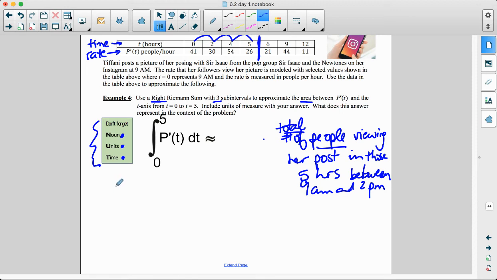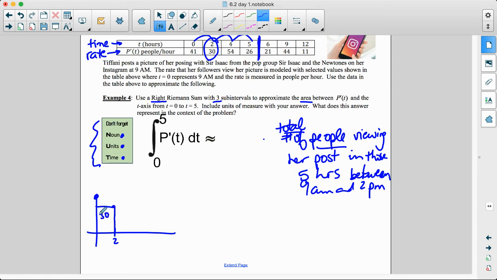So if we're doing right Riemann sum, that means the right side. So from this interval from 0 to 2, we're going to use the right side of it, which is a height of 30. If you want to picture it graphed, (0, 41) would be up here, and then (2, 30) would be down here. And so what we're doing is saying we're using the right side.